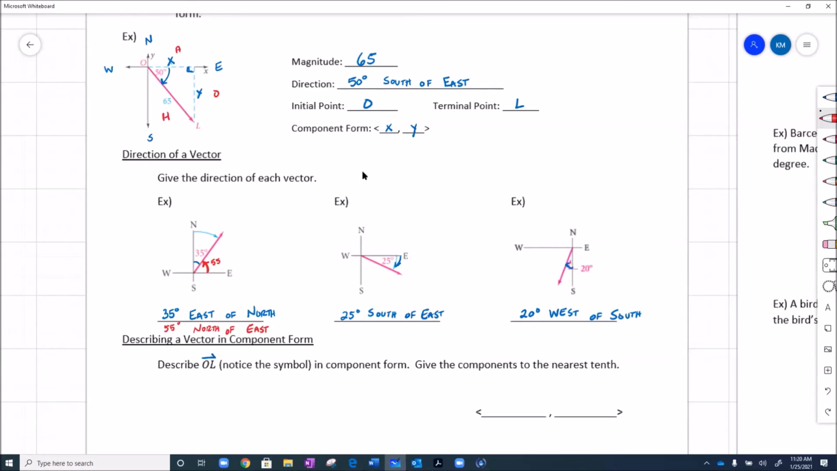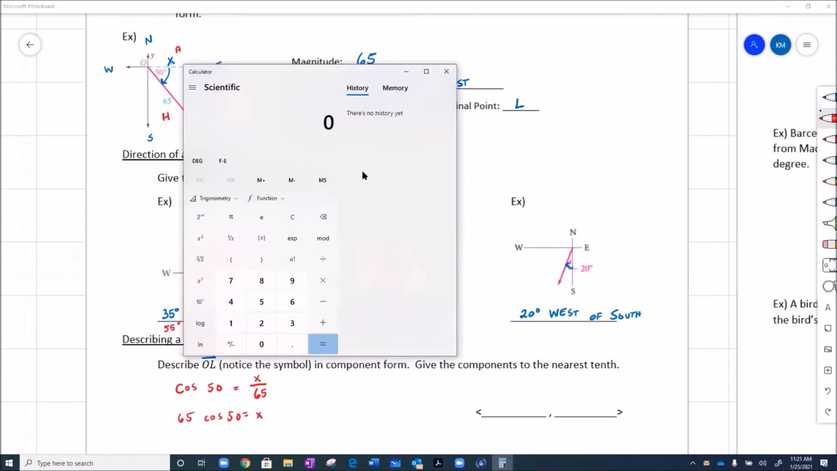Okay, so I'm trying to find the adjacent side. I know the hypotenuse from the 50-degree angle. So adjacent hypotenuse tells me to use cosine. So I'll use cosine 50 equals our X adjacent over our hypotenuse, 65. Okay, and now I just solve for that. 65 times cosine 50 should give me X. And what will that be? 50 cosine times 65.